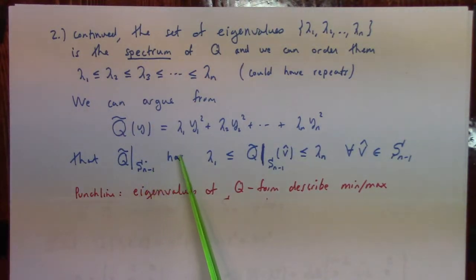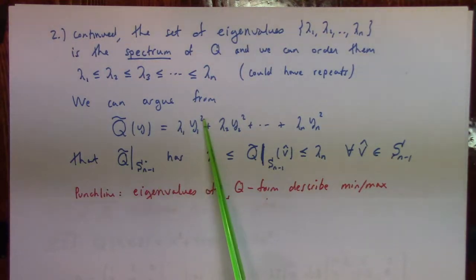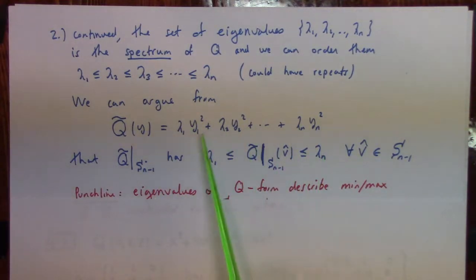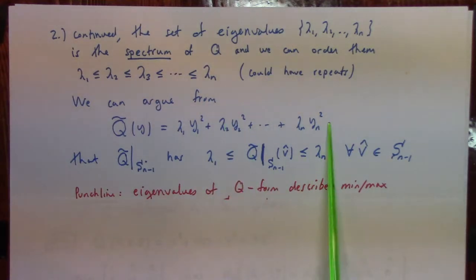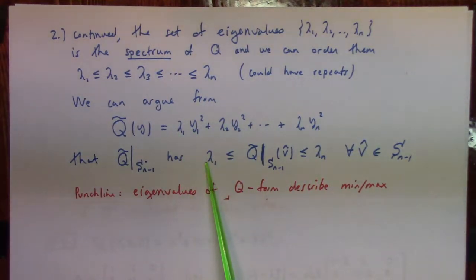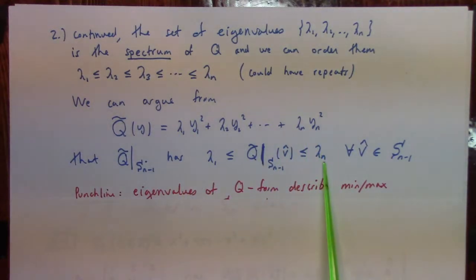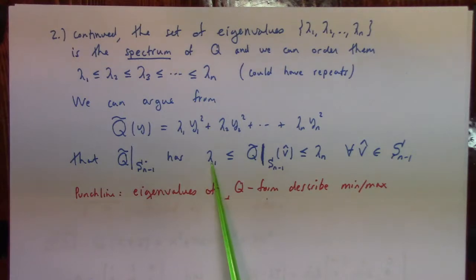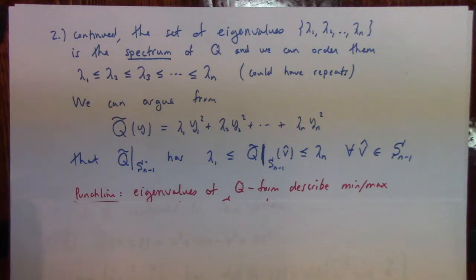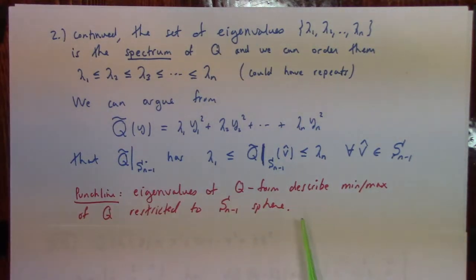So the smallest value we can take is when we make y1 be 1 or minus 1, make all of the others 0, then that gets us lambda 1, which is the smallest thing. If we make all of these 0 except for yn and make that 1, that gives us the largest thing. So these are the extreme values of the quadratic form on the n minus 1 sphere. So the punchline is that the eigenvalues of the quadratic form describe the min-max of Q restricted to the S^(n-1) sphere. The neat thing is, guys, it's relatively easy to calculate eigenvalues.